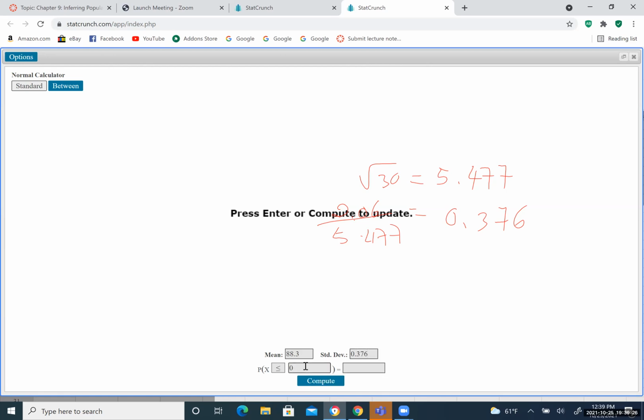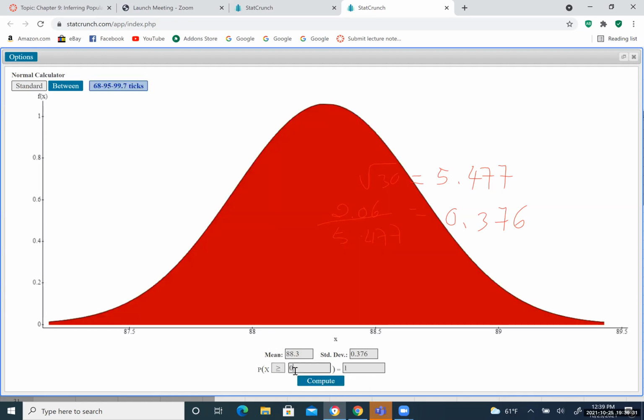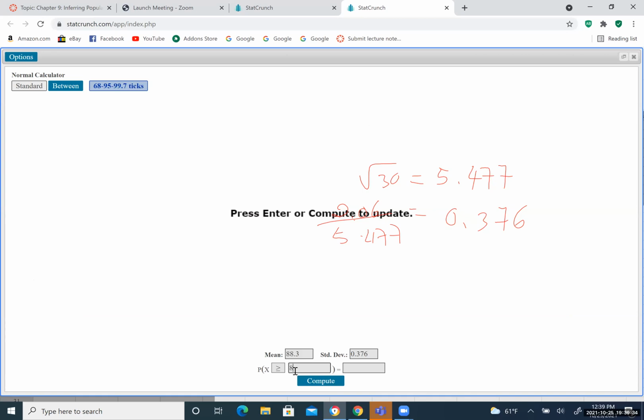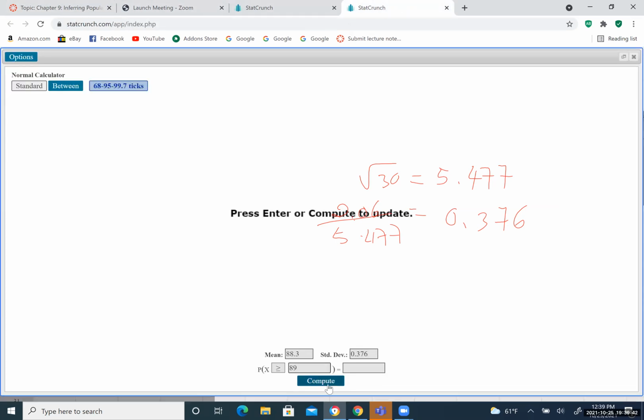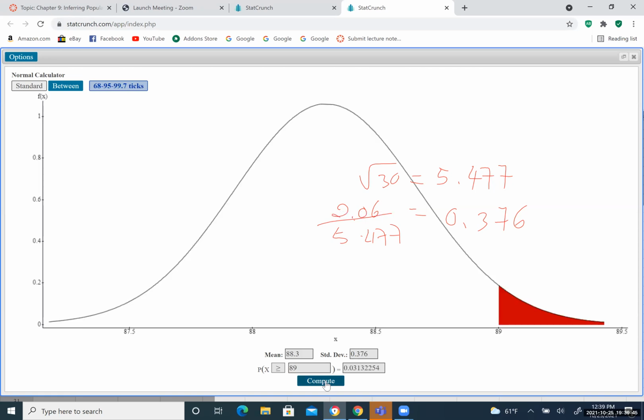Click that in. So right here, they're talking about larger, so I choose the size larger than, you said, is it 89? Let me check back. 89 pounds. So let's click compute. The probability we found on StatQuant is 0.031. So here it is 3.1%. You multiply by 100%, you get the value in percentage.